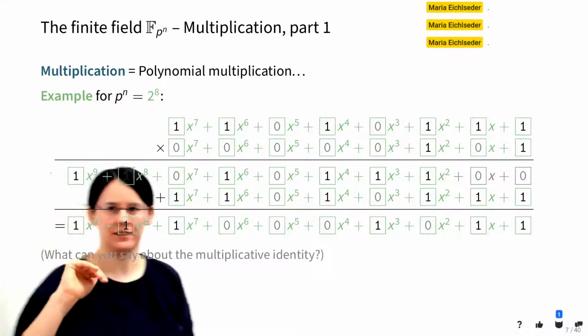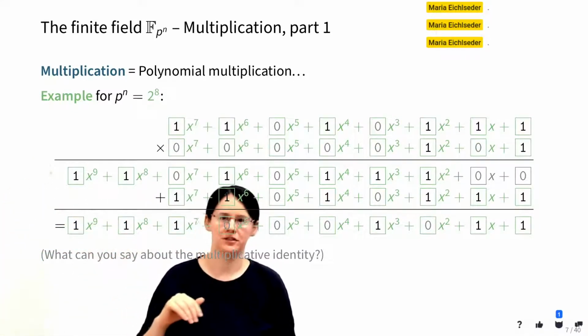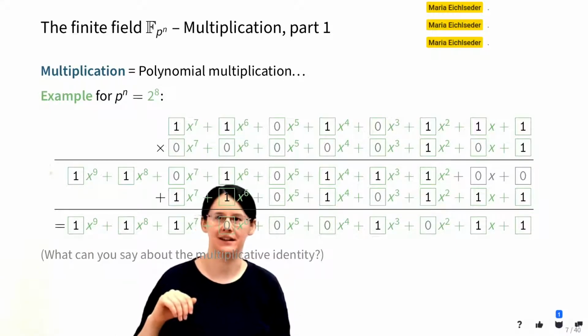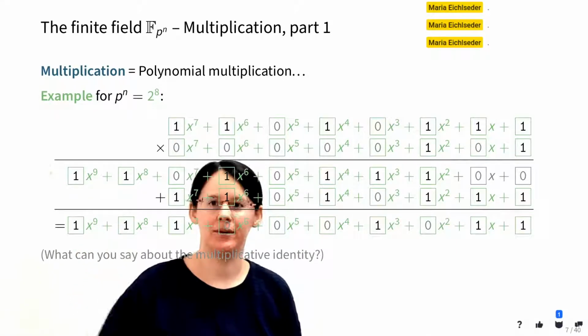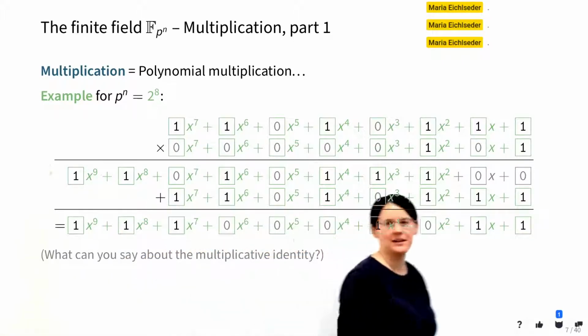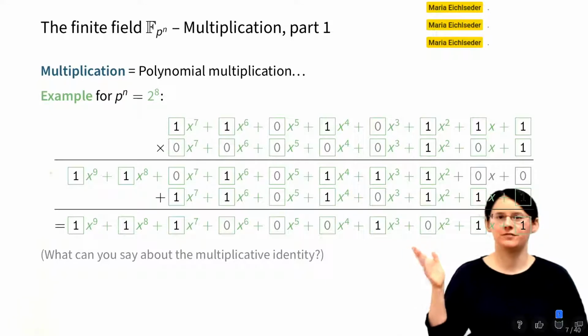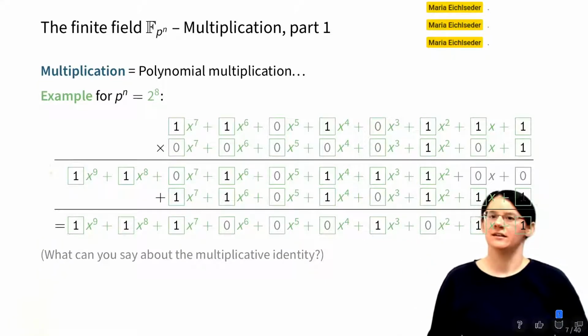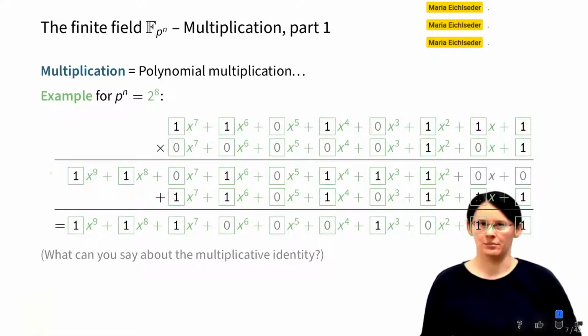So if we do that, we get another polynomial. That's great, but this polynomial has a big downside. Namely, it has degree 9, which is larger than the degree we allowed for the polynomials in our field. So this doesn't fit in the data structure we defined. So we need to reduce it in some way.